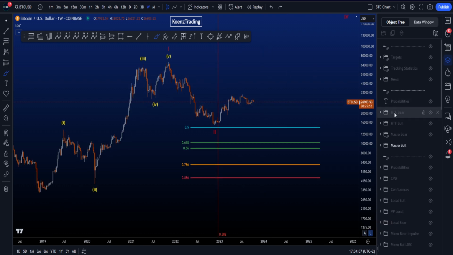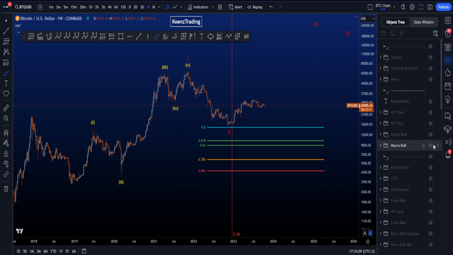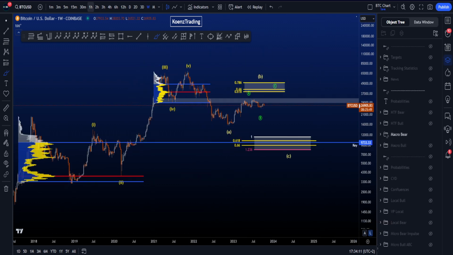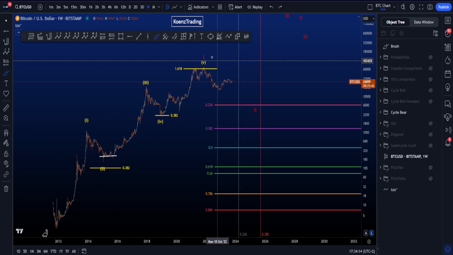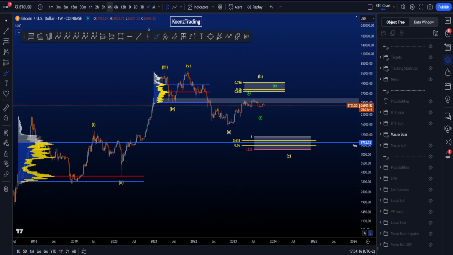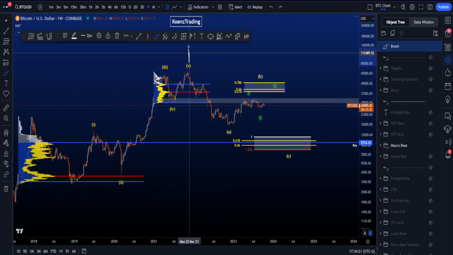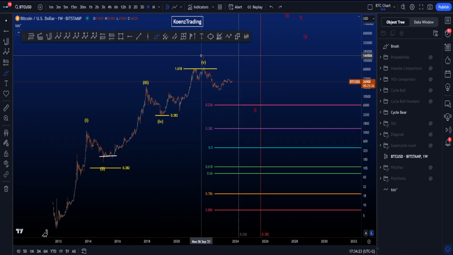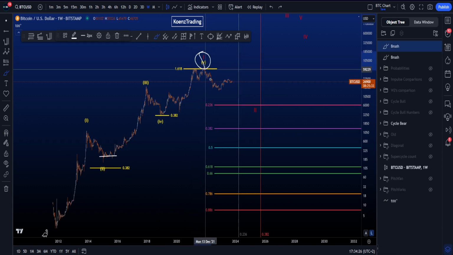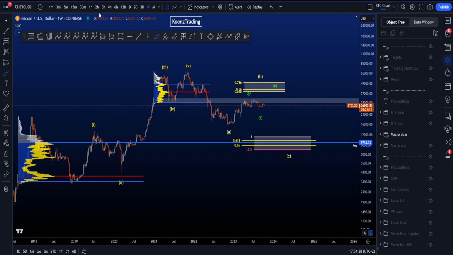If we then go and zoom in to the macro bear scenario that leads to what I just mentioned, so more downside, first up and then down, then we have to look at this over here. So we over here have then the green wave 1, a finished red wave 1. So this one over here, cycle wave 1 is finished. You're looking for a 3-wave 2.